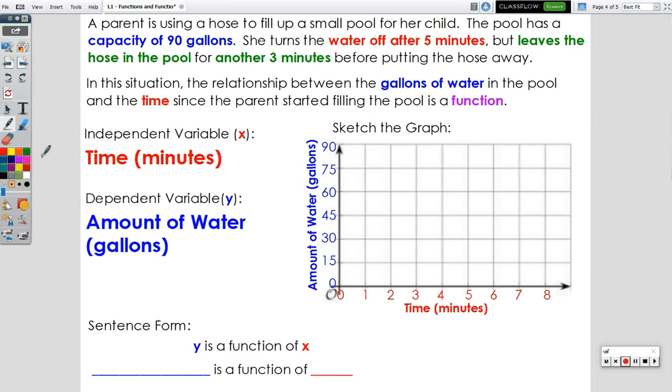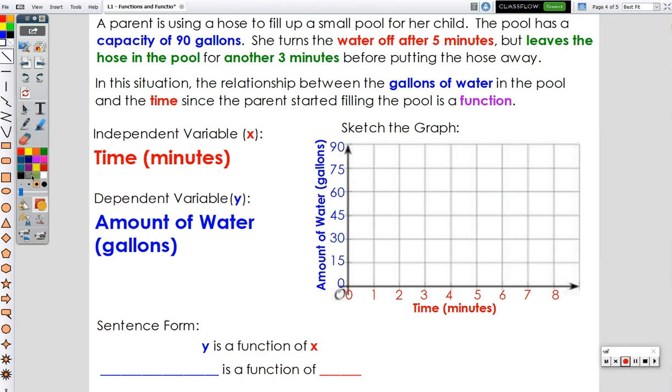So when there is no time that has passed, we know there's no water in the pool. So we're going to start down here at 0 minutes and 0 gallons. And what we're going to see is after 5 minutes, that pool is filled. Okay, that's when she turns the water off. But then remember, she leaves the hose in the pool for another 3 minutes. So time is still passing here. Oops, hang on. That's not a very good line. Time is still passing, but the water isn't increasing or decreasing because she turned the water off. Okay, so that's what our graph would look like here.